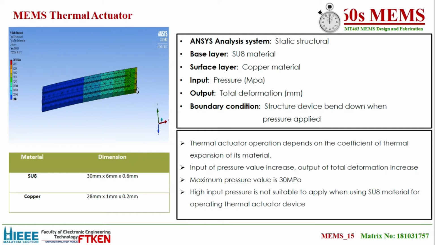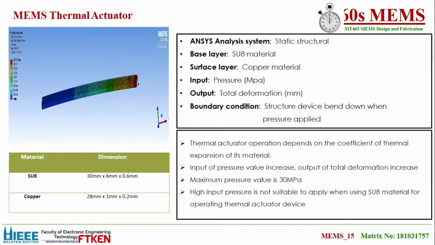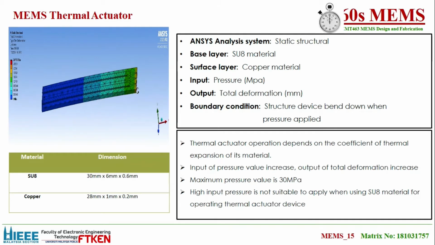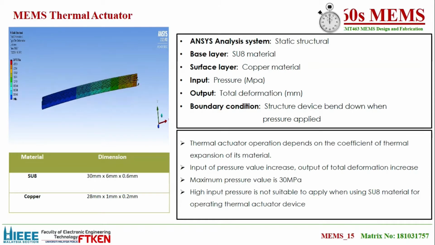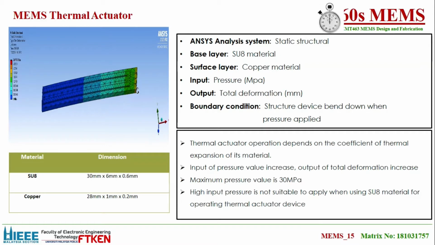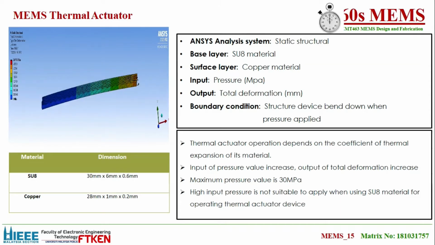When the input of different pressure values is applied, the structure of the device will bend down and the output of the total deformation is observed and recorded. The higher the pressure value, the higher the total deformation value. The maximum pressure value that can be applied is only 30 megapascal. In conclusion, pressure is not the best input and not suitable, especially to apply high pressure when using SU8 material for operating the thermal actuator device.